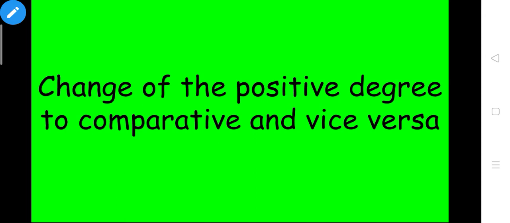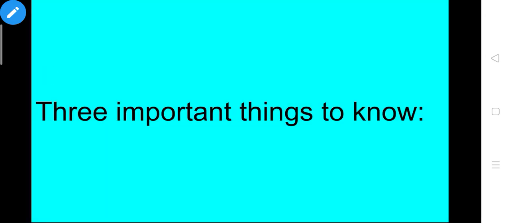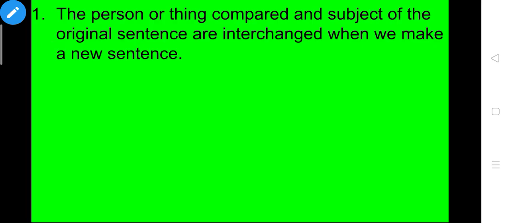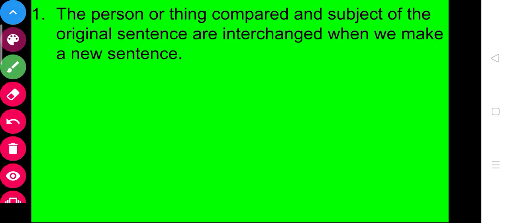So what we're going to do is change from positive degree to comparative and vice versa. Three important things that we're going to focus on in this video, we're going to discuss each of the points at length. Now the first thing is the person or the thing compared and the subject of the original sentence are interchanged when we make a new sentence.